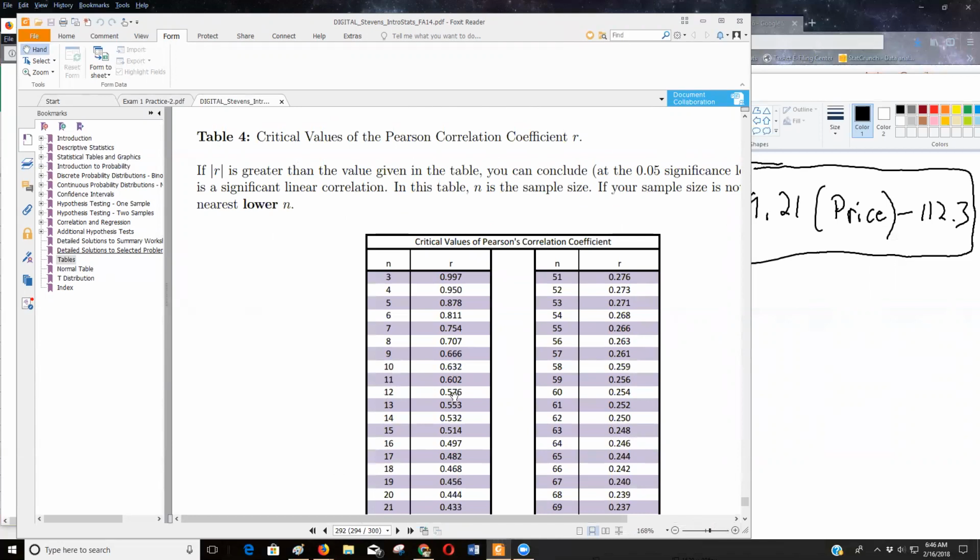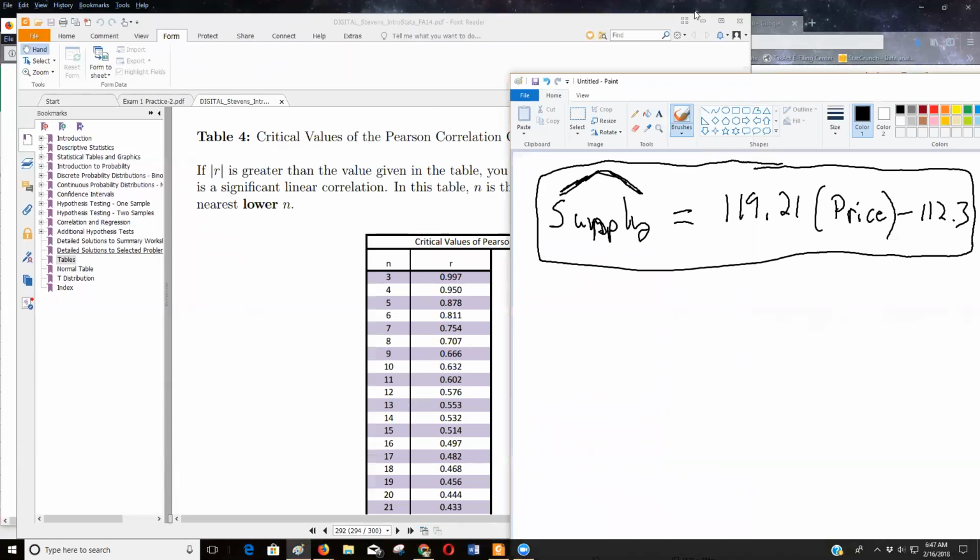12. I had 12 data points. If my correlation's higher than 0.576, I can say that it's statistically different. So that's what you do. You look at how many data pairs you have, and if your correlation's higher than that, you can say, yeah, it's statistically different from zero. And that doesn't mean much to you right now, but it will.